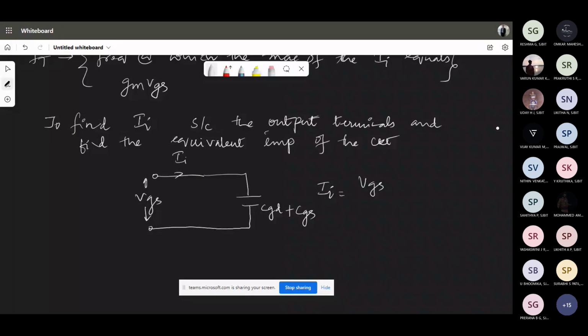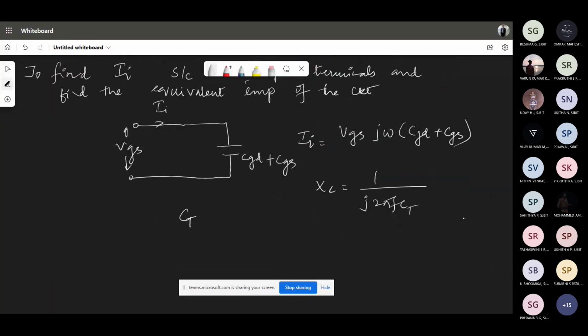If you take the phasor component into account, I can write this as j omega times CGD plus CGS. XC is nothing but 1 over j 2 pi fC, correct? C is the total capacitance. Let me call it CT. What is CT? CT is CGD plus CGS. I'm just writing it this way, I hope you understand this. 2 pi f is written as omega. So it's 1 over j omega CT, and CT is this.